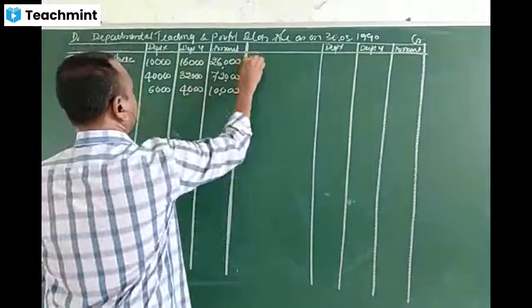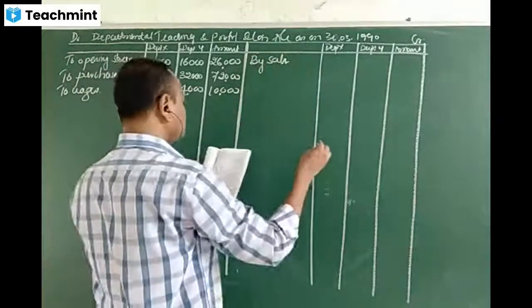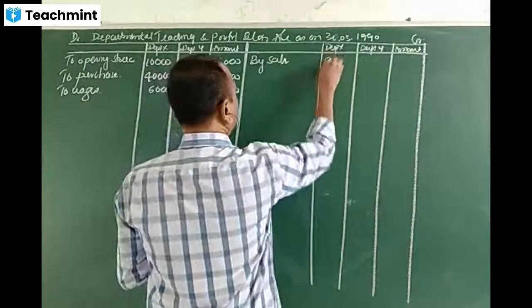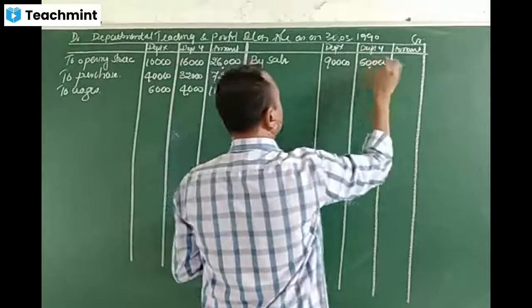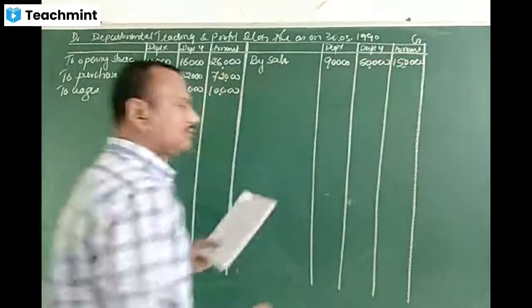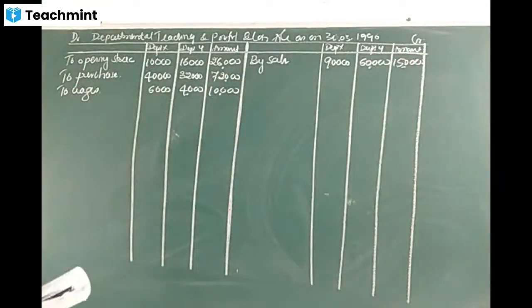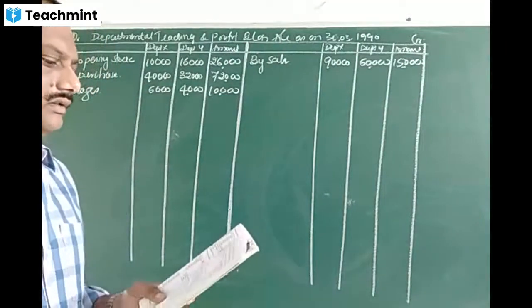Next adjustment, that is sales. By sales, that is 90,000 and that one of 60,000, total 1,50,000.